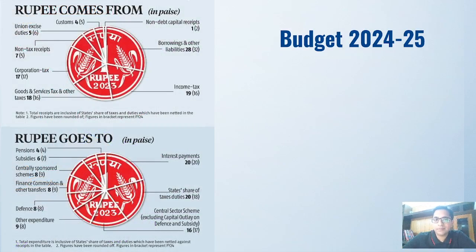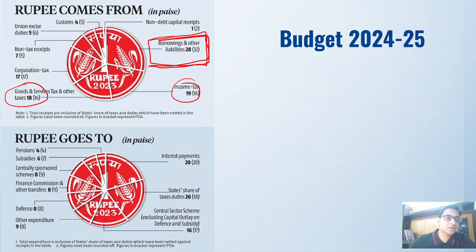So how do the rupees come and how do the rupees go? If you think that your budget is 1 rupee, from where is your money coming? Maximum money is coming from borrowing and liabilities. You are raising around 28% of that money from borrowing. Then 19% from income taxes, goods and service taxes 18 paise, corporation tax 17 paise, and then customs, union excise. So this whole counts to be 1 rupee. So maximum is from borrowing, and next are income tax and GST.